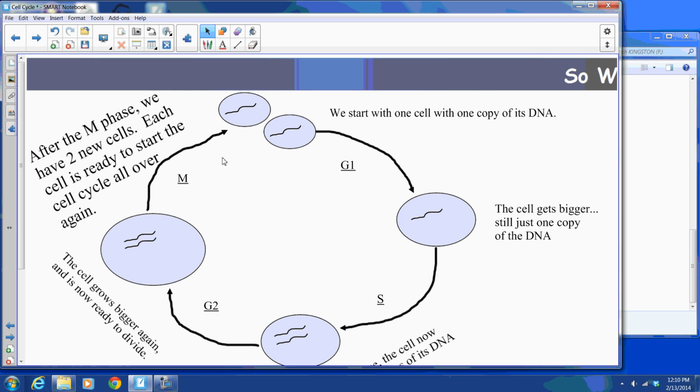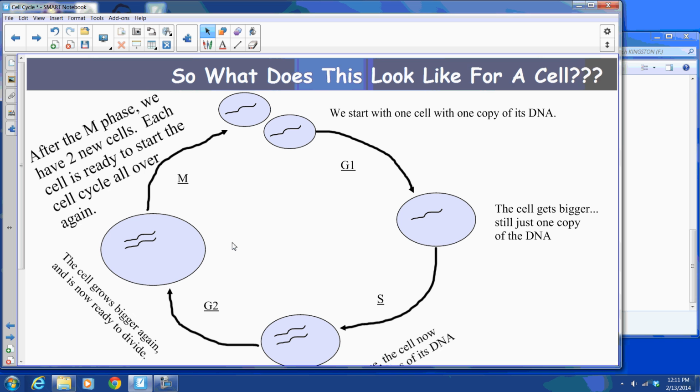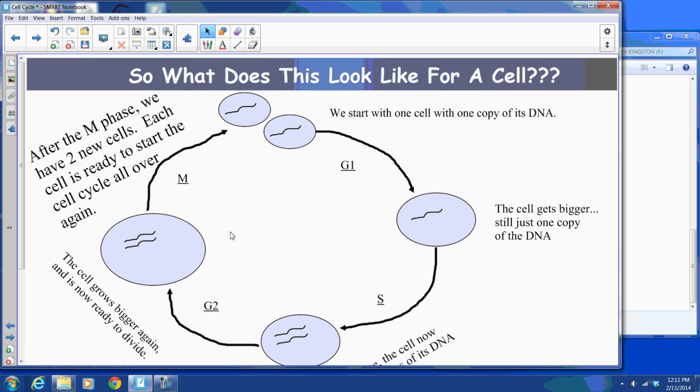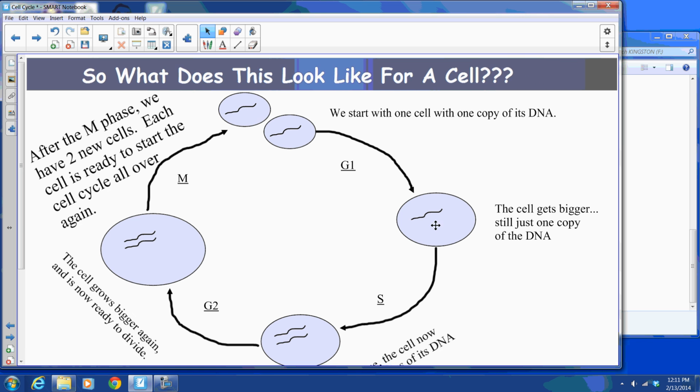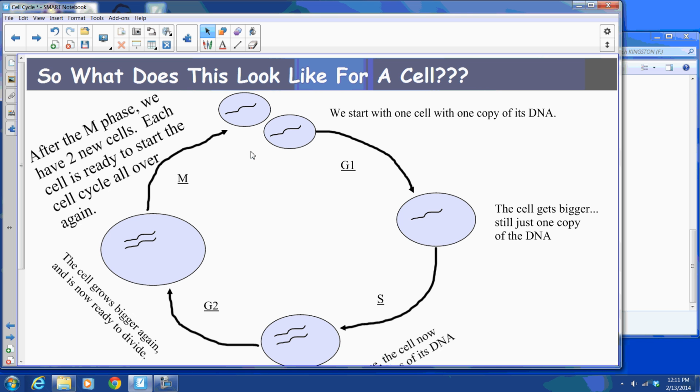Other cells, like cells in your liver, kidneys, places like that, they may go through this cell cycle every few months. And then there are other cells, like brain cells, that'll go through this cell cycle once during your entire lifetime. So it really depends on the type of cell that we're talking about as to how long it takes for this process to happen. And so that's one question that pops up.